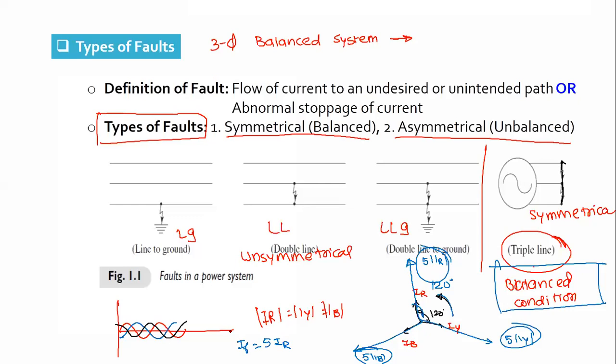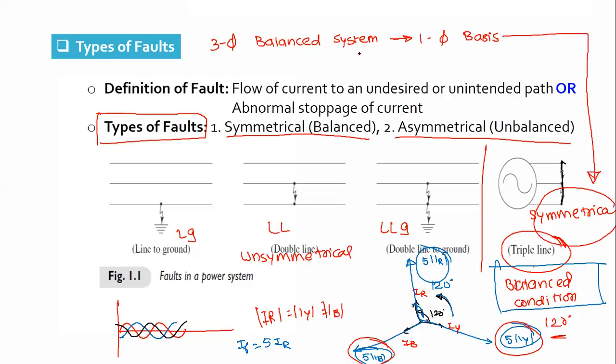A three-phase balance system can be analyzed on single phase basis. Why? Because it is in the balance condition. If you get the answer for any one phase, you already know what will be the answer for the other phases because they are in balance. It is only 120 degree difference between them. So symmetrical fault analysis is carried out on a single phase basis, because already the system is in balance condition.